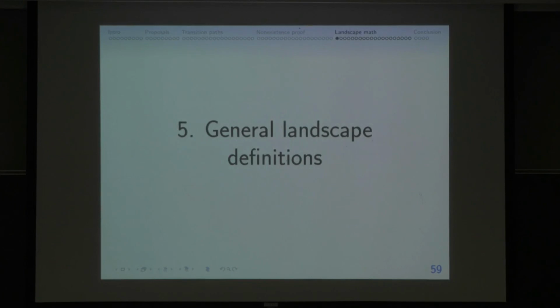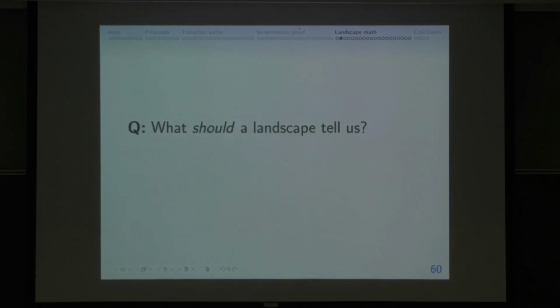So we can do some math and take a step back and think about what we want. What do we want? What should a landscape tell us? Would anybody like to volunteer an answer to this question? What do you want? It should match the data. That's a good answer. Okay. Do I have any other answers? Anybody like to be brave?